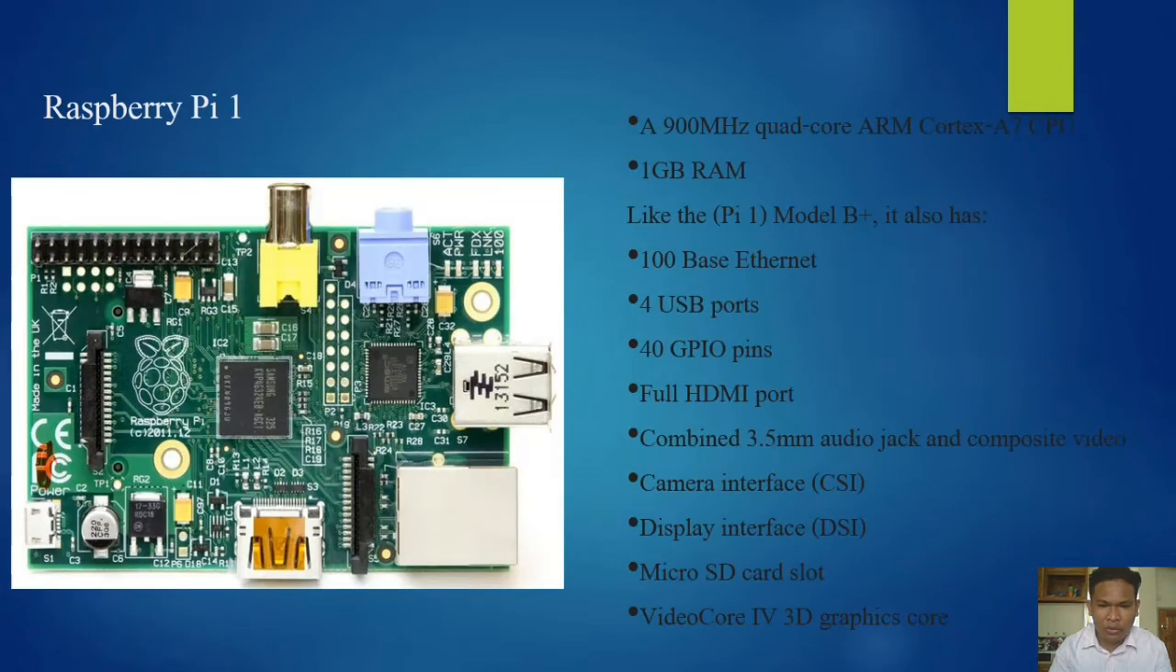Raspberry Pi 1: a 900 MHz quad-core ARM Cortex-A7 CPU or Central Processing Unit, 1 GB RAM. Like the Pi 1 Model B Plus, it also has 100 Mbit Ethernet, 4 USB ports, 40 GPIO pins, full HDMI port, combined 3.5mm audio jack, and composite video. Camera interface CSI, display interface or DSI, micro SD card slot, VideoCore, 3D graphics core.